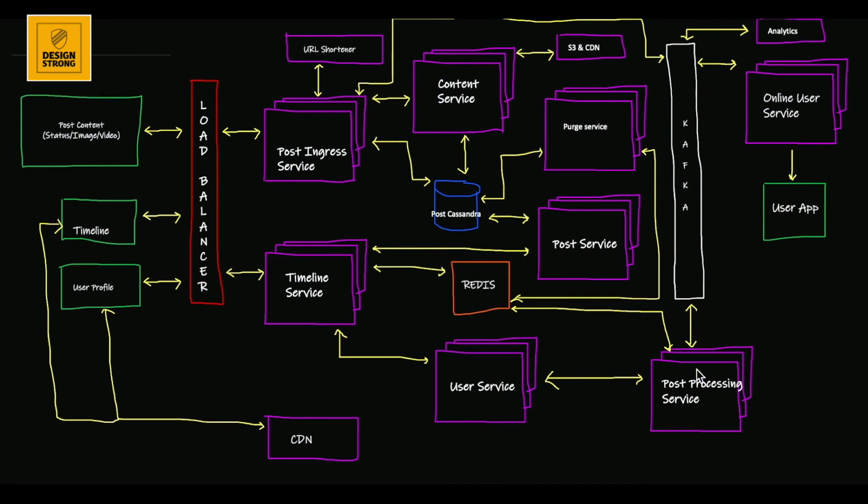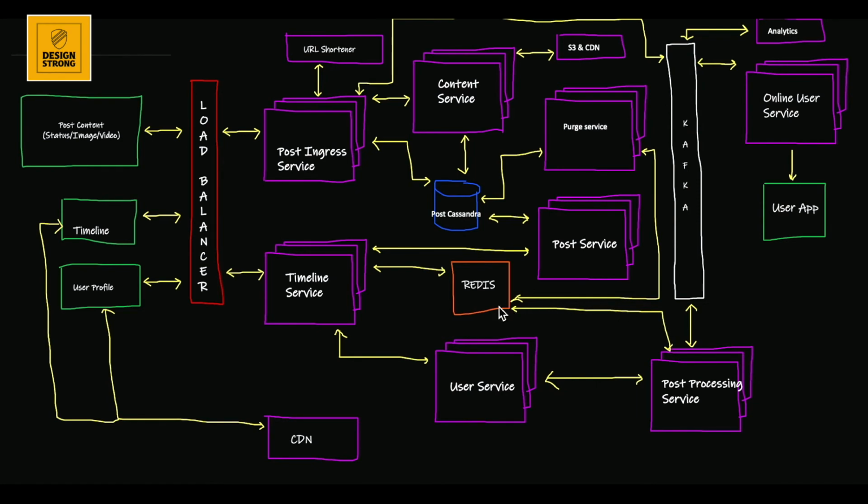Now the post processing service will be responsible for updating the timelines. So for instance, let's say user A is a friend of B and user A has posted this content. Notification goes to Kafka, and then the post processing service will ask the user service who are all the friends of this user so that it can update their timelines. So the post processing service does this operation and posts an update into the Redis.